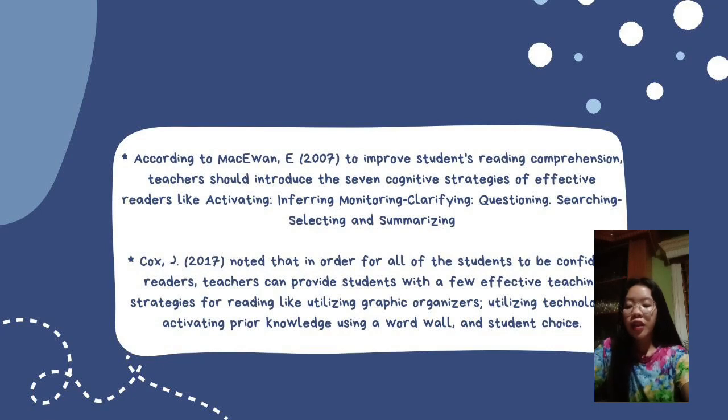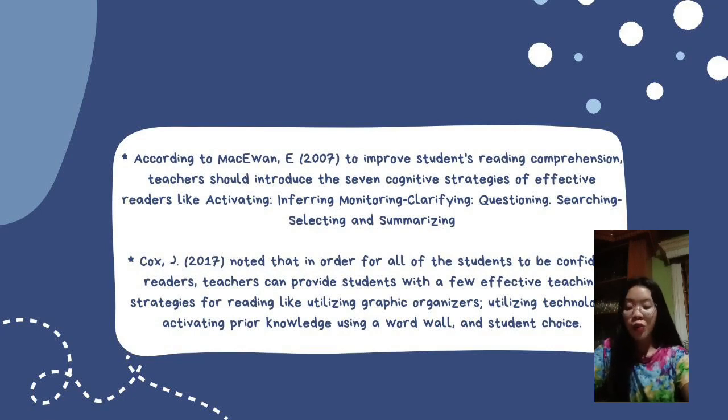The third cognitive strategy is monitoring, clarifying: thinking about how and what one is reading, both during and after the act of reading, for purposes of determining if one is comprehending the text, combined with the ability to clarify and fix up any mix-ups. Next is questioning, engaging in learning dialogues with text, peers, and teachers through self-questioning, question generation, and question answering.